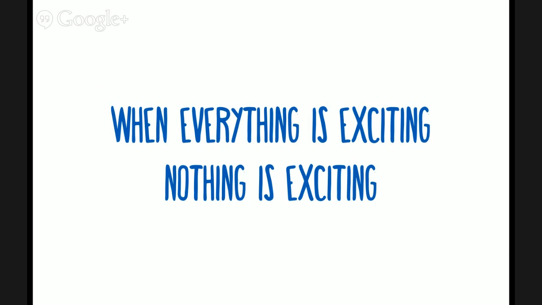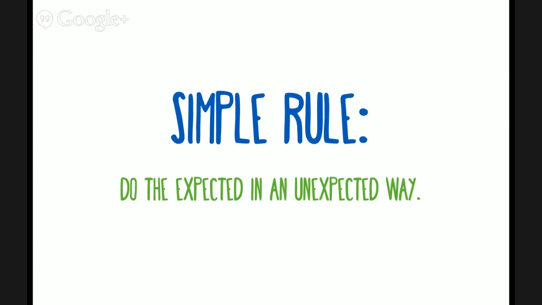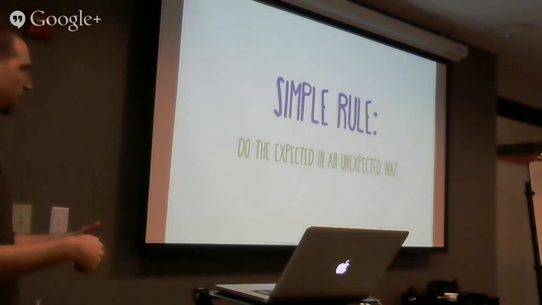And sometimes he brings it to me, and I'm like, yeah, let's use that. And he can never figure me out. Like, when's Brad going to say yes? When's Brad going to say no? And so I've been trying to come up with a simple rule, and I think I have this one, which is do the expected in an unexpected way.